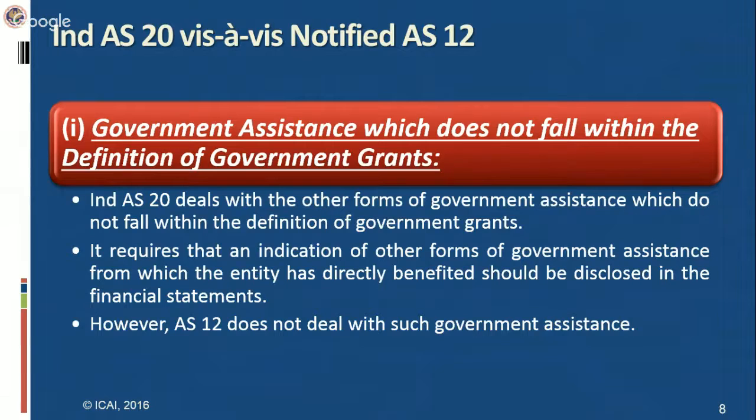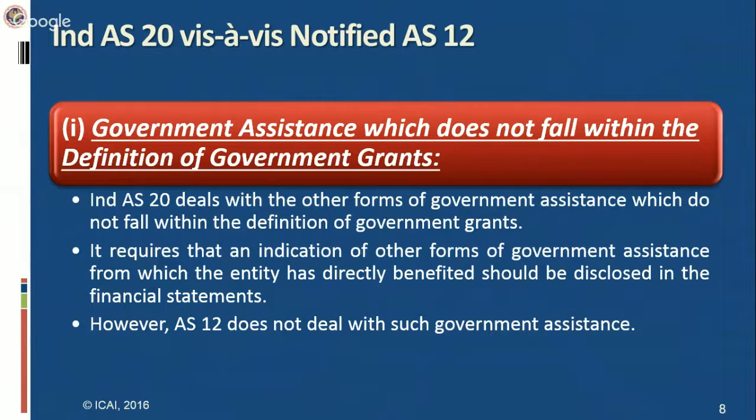So the first thing we can understand from government assistance is that it is an action by the government. It is not any monetary grant. It is just an action taken by the government, and that action is designed to provide some economic benefit to an entity or range of entities qualifying for that certain assistance.